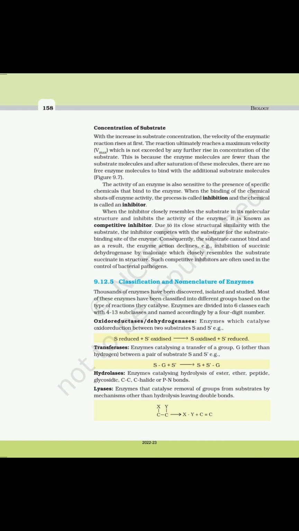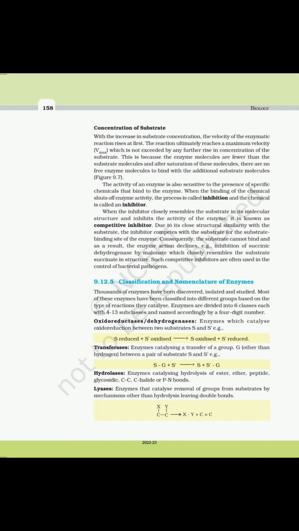9.12.5 Classification and nomenclature of enzymes. Thousands of enzymes have been discovered, isolated and studied. Most of these enzymes have been classified into different groups based on the type of reactions they catalyze. Enzymes are divided into 6 classes, each with 4 to 13 subclasses, and named accordingly by a 4-digit number. Oxidoreductases/dehydrogenases: enzymes which catalyze oxidoreduction between two substrates S and S', e.g., S reduced + S' oxidized → S oxidized + S' reduced. Transferases: enzymes catalyzing a transfer of a group, G, other than hydrogen, between a pair of substrates S and S', e.g., S-G + S' → S + S'-G.